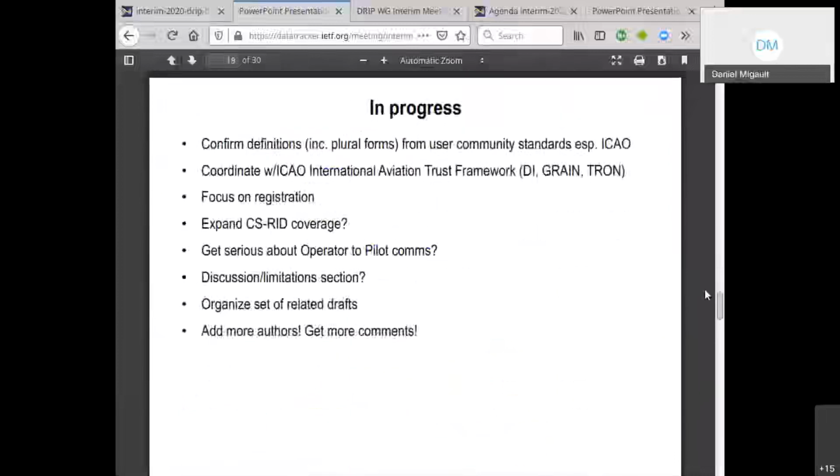Right there. In progress. Yeah, we are not in a position to get serious about observer to pilot comms, other than in the sense that we should document some use cases to justify why this is a useful function. And if we find that there are no such use cases, then we abort. I think we will find that there are such use cases, but I guess the next task in that area is the use cases rather than the protocols.